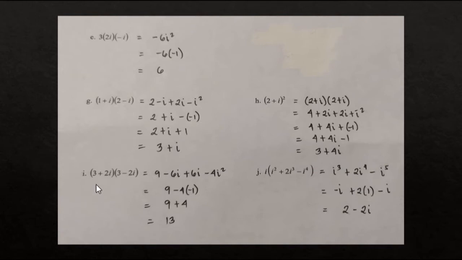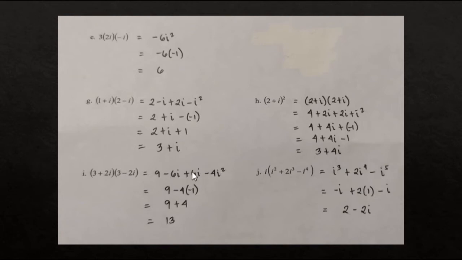Next, we have here 3 plus 2i quantity multiplied to 3 minus 2i. Again, let's do the FOIL method. 3 times 3, that is 9. 3 times negative 2i, that is negative 6i. 2i times 3, that is positive 6i. Then 2i times negative 2i, that is negative 4i squared.